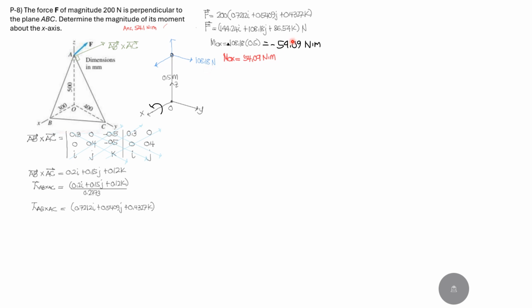So it is negative 108.18 times 0.15, but the magnitude is being asked. It's the magnitude, so the magnitude is positive. It is negative 54.09, then we make that positive 54.09 newton meter because it's the magnitude that is being asked. So the answer is 54.09 newton meter.